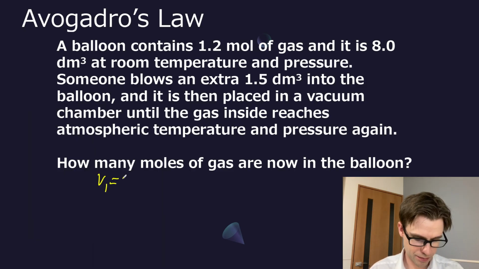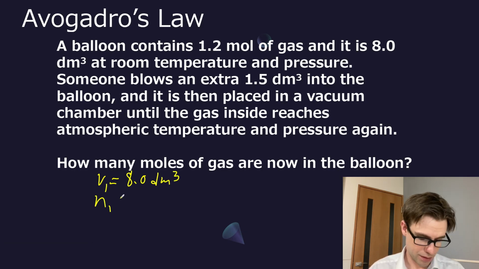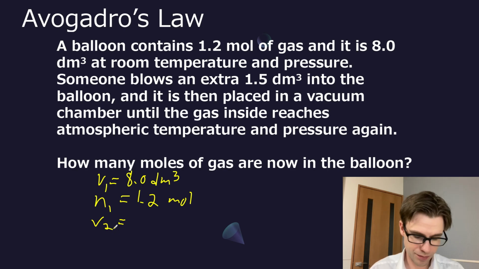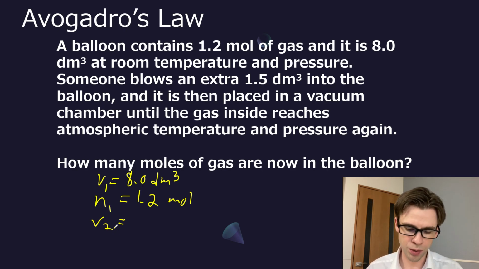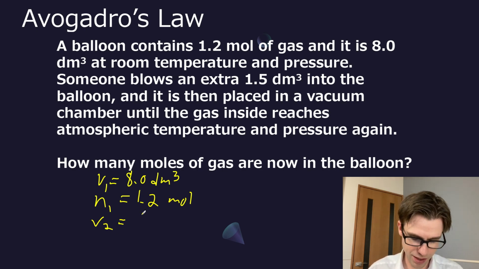Initial volume, 8.0 decimeters cubed. Initial number of moles, 1.2 mole. Final volume. So someone blows an extra 1.5 decimeters cubed. We're going to assume that 8.0 plus 1.5 is the volume even after it's placed in the vacuum chamber. So that is 9.5.